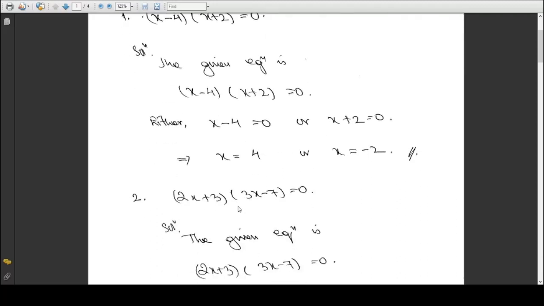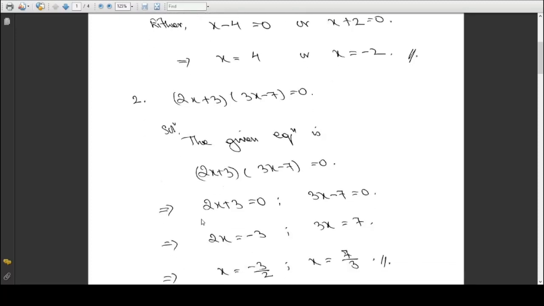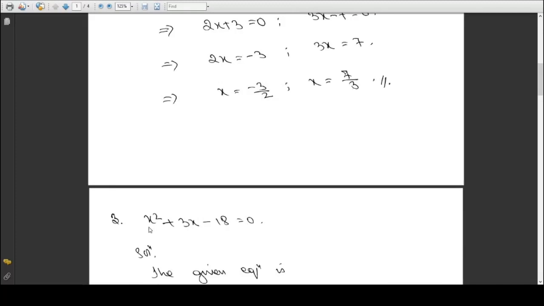Okay, the next problem here is (2x + 3)(3x - 7) = 0. Instead of writing either this equals 0 or that equals 0, you can simply write this sign, implies. This implies that 2x + 3 = 0 or 3x - 7 = 0. Transposing the 3 to the right side, plus will change to minus 3, and 3x is equal to 7, which gives us x = -3/2 or x = 7/3.